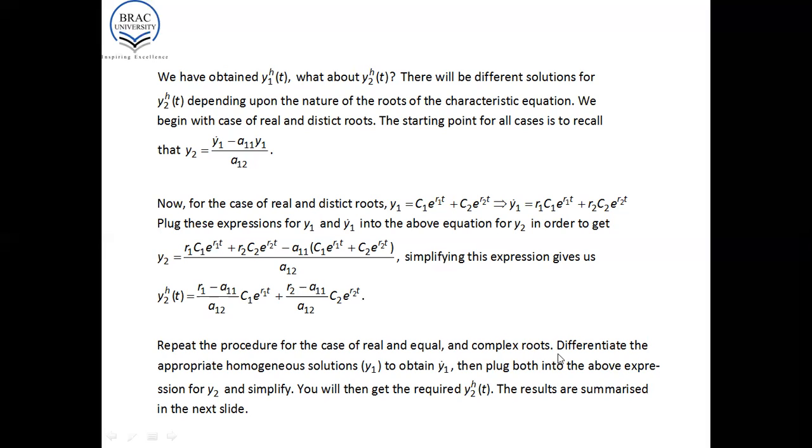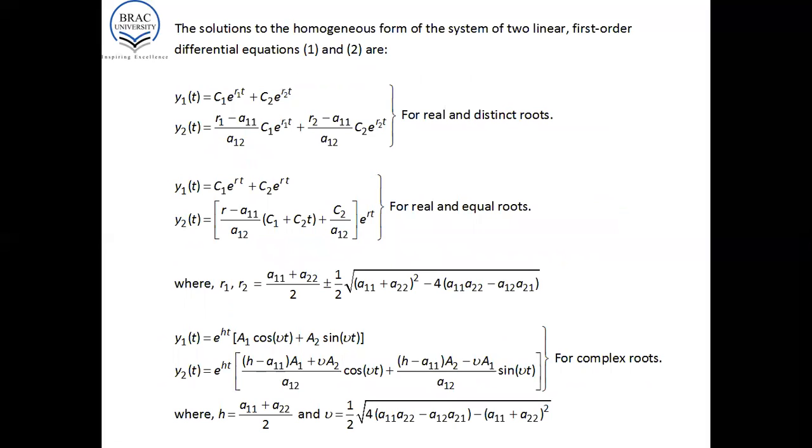So what you need to do is to differentiate the appropriate homogeneous solutions, Y1, to obtain Y1 dot, then plug both into the above expression for Y2 and simplify. You will then get the required Y2H. The results are summarized in the next slide.